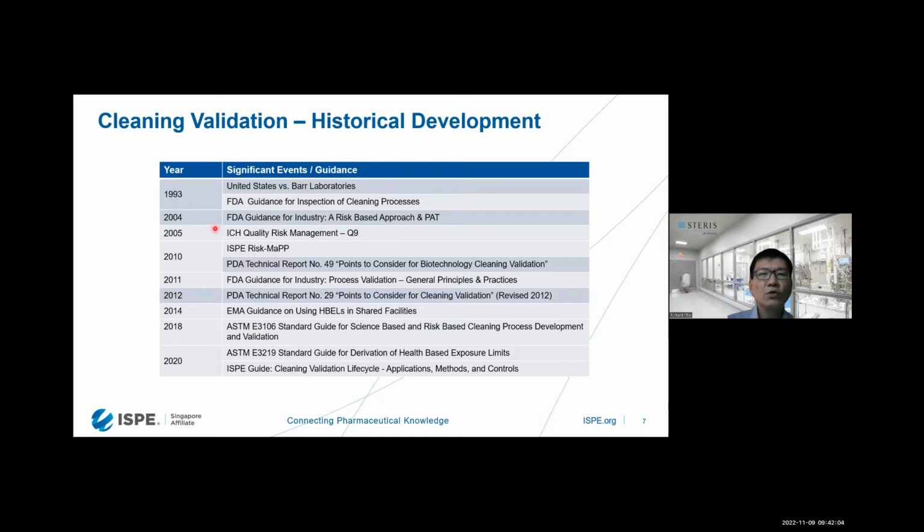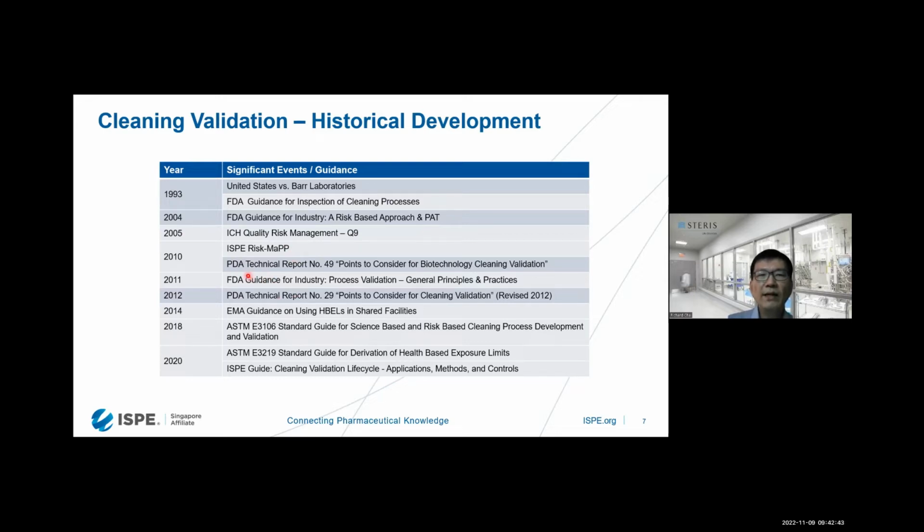Of course, in the year 2004, FDA also came up with the guidance on the risk-based approach and the PAT. PAT is basically process analytical technology, which helps to measure and monitor the critical process parameters to ensure that the process is within control. This applies to cleaning validation as well. Of course, there's ICH quality risk management, and also ISPE has risk-based manufacturing documents as well. So all these risk-based principles are also applicable to cleaning validation.